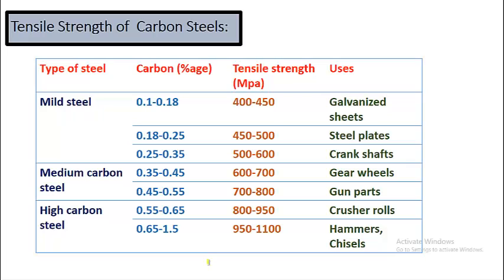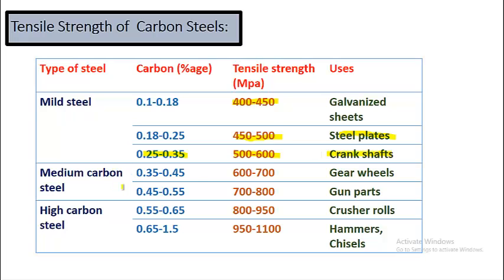Now talking about the tensile strengths of carbon steel with respect to their carbon percentages and their uses. For mild steel, the carbon percentage is up to 0.35%, but if we lessen the percentage of carbon, that is from 0.1 to 0.18, it is used in galvanized sheets, GI sheets, and its tensile strength is 400 to 450. The next use of mild steel is steel plates, having a tensile strength of 450 to 500 megapascal. And if we use the carbon content in mild steel at 0.25 to 0.35, it gives a tensile strength of 500 to 600, and it can be used in crankshafts.